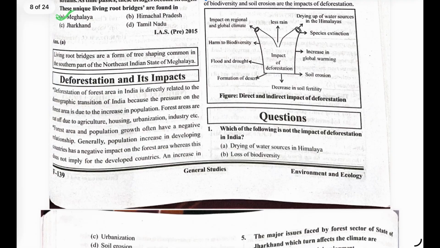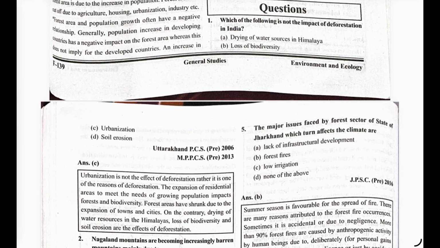Next question. Which of the following is not the impact of deforestation in India? Drying of water resources in Himalaya, yes, it is an impact. Loss of biodiversity, yes. Urbanization is not an impact of deforestation. Soil erosion, yes. So urbanization is not the effect of deforestation, rather it is one of the reasons for deforestation. We do urbanization, and that causes deforestation. So that's why C is the correct option.